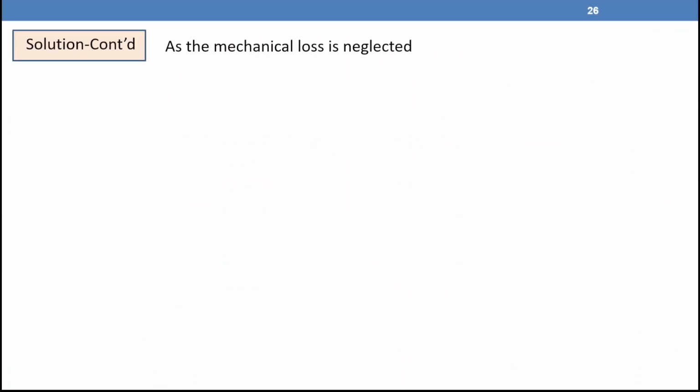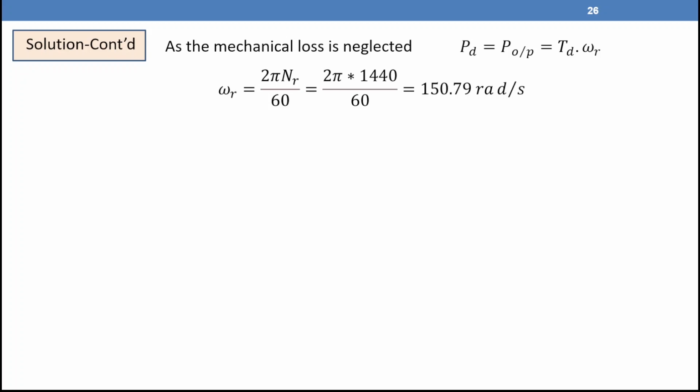As the mechanical loss is neglected, we can say that power developed equals power output equals torque developed multiplied by omega r. But what's omega r? So omega r equals 2π nr over 60, which equals 150.8 radian per second in this case. So now P developed or P output equals 80 multiplied by 150.8, which gives us 12.1 kilowatt. So we still need to calculate the rotor copper loss and the air gap power. Let's calculate the air gap power first.